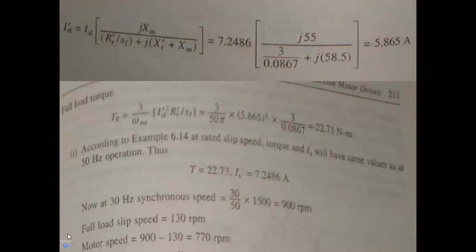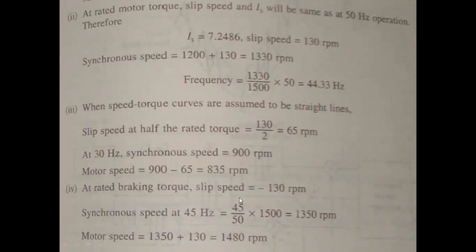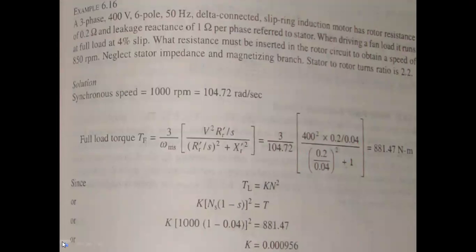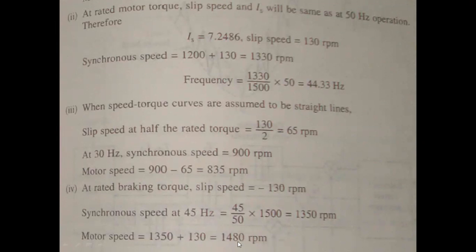How did we calculate? 30 by 50 into 1500. Here the frequency given is 45. So 45 by 50 into 1500 is 1350. So the synchronous speed will be 1350, and at rated torque we have to add the 130. You will get 1480. So this 1480 is the motor speed.